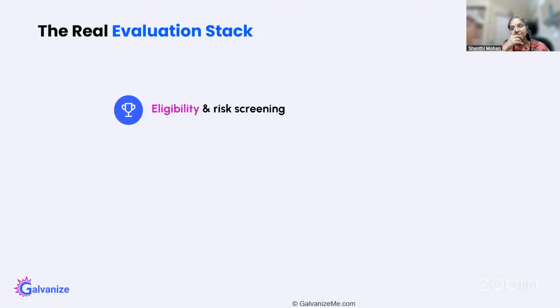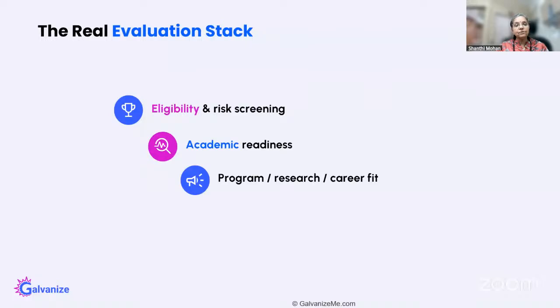The first layer is eligibility and risk screening. If you don't cross this stage, obviously you're not going to go to the next level. Then comes academic readiness, or the preparedness of the student. Then program, research and career fit. The framework for academic readiness and program fit can differ according to the country. Europe is generally very strict about the way the alignment and the academic readiness work. Then differentiation within the pool. I think the only difference you can make in most applications in Europe is how strong your academics are and how strongly you are aligned with the program, and that you map to all the framework that they are setting up.